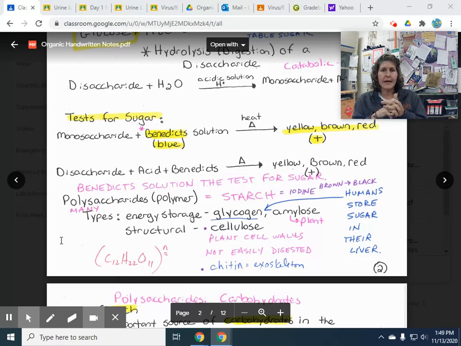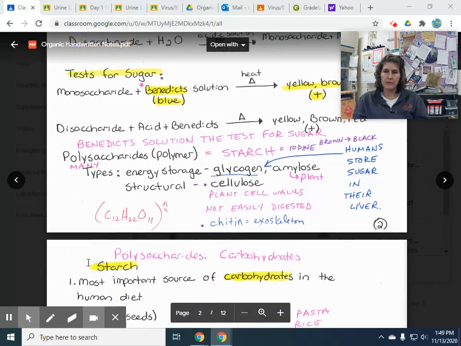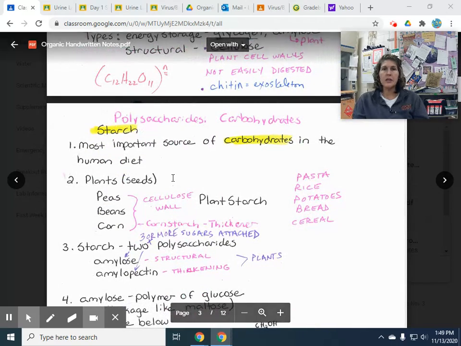Other types that we have is amylose, which is also an energy storage, but that's more for plants. We have structural polysaccharides such as cellulose, as well as chitin within fungus cell walls. Remember that cellulose in plant cell walls is not easily digested. So when you guys are eating these plant cell walls, we can't really break them down. We need help with them. So maybe some bacteria within our gut might do that. And we'll see some other organisms here on the next page.